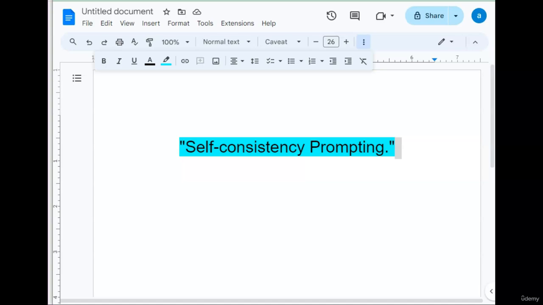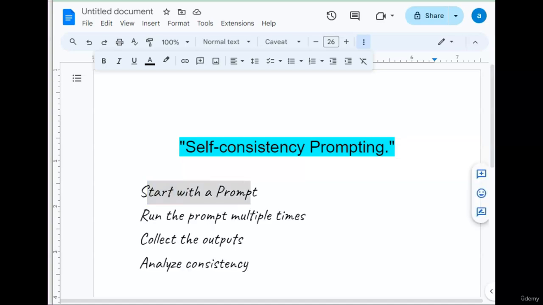Here is a simple breakdown of the process. Start with a prompt. Begin with a specific prompt that you want the language model to answer. Run the prompt multiple times. Input the same prompt into the language model in different sessions or chats multiple times. Collect the outputs. Gather the responses from each session. Analyze consistency. Compare the outputs to see which answer appears more frequently.